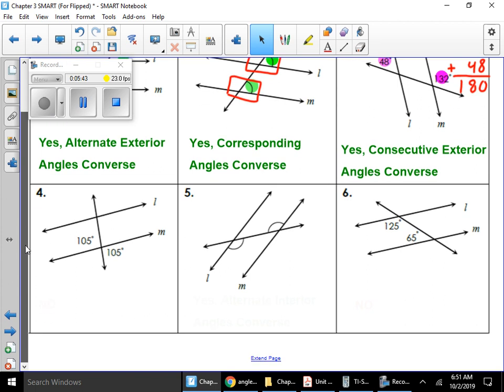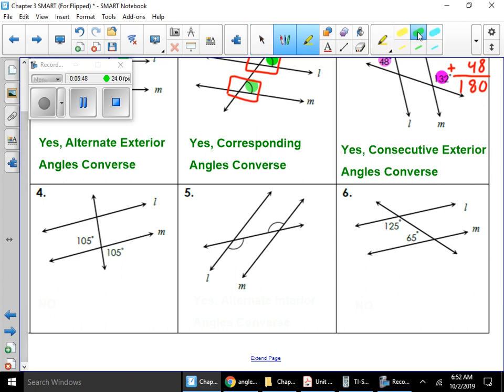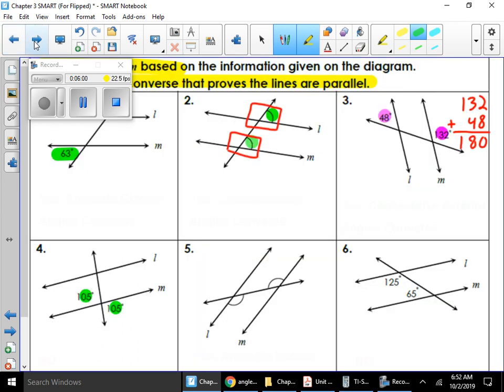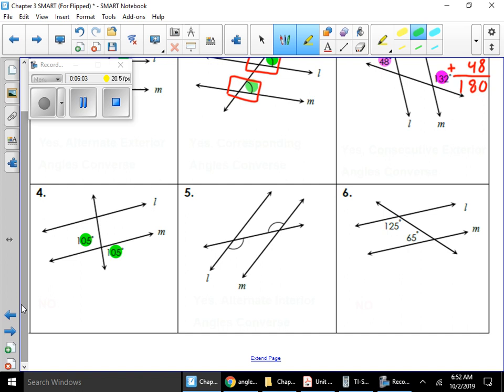So taking a look at 4, we do get congruent angles there. Both of those angles are 105. But if you look at all of our options, there is no vertical angles converse. Those angles are congruent because they're vertical angles. That has nothing to do with the parallel lines. Those lines might be parallel, they might not be, but there is no converse to prove it. So we have to assume no. Because they didn't give us alternate interior, alternate exterior, or corresponding angles, we can't say anything about those parallel lines. So with the information given, we have to go with no.